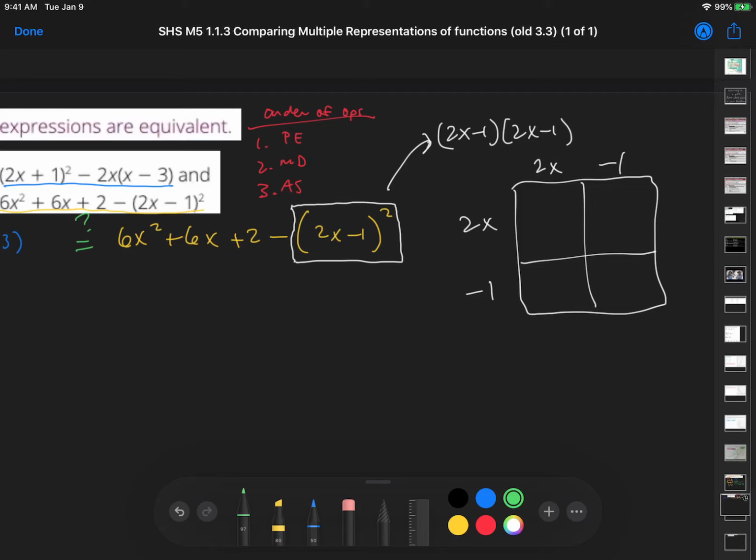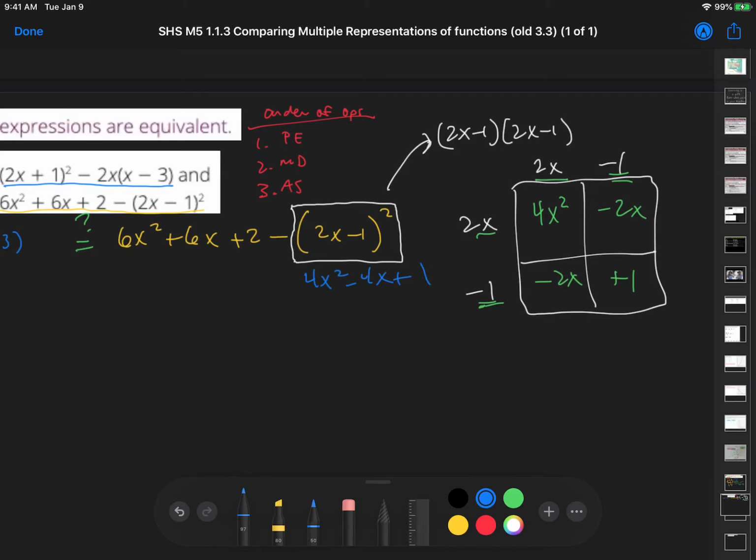So 2x times 2x is 4x squared. 2x times negative 1 is negative 2x. 2x times negative 1 is negative 2x. And negative 1 times negative 1 is positive 1. Again, you multiply, then you add. So we're going to add now. And I'm going to get 4x squared minus 4x plus 1. I just added all the green inside there.